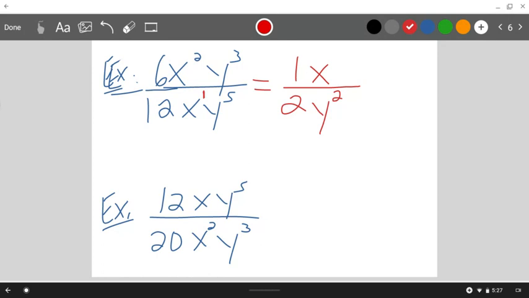Okay, the second example, we would reduce 12 over 20. 12 and 20 both divide by 4. So we could reduce that down to 3/5. Then the x's. 2 minus 1 is 1. Bigger one is on the bottom, so x to the first on the bottom. The y's, 5 minus 3 is 2. Bigger one is on the top, so the y squared can go to the top.